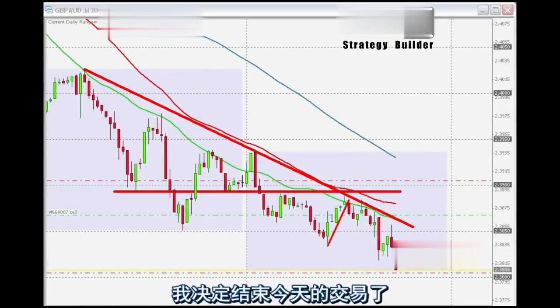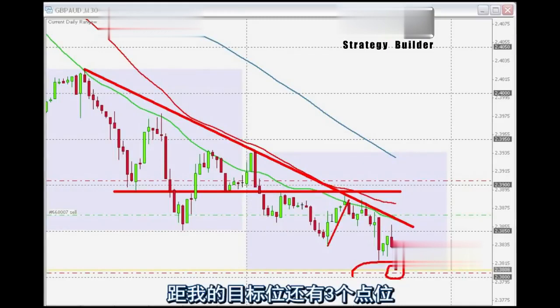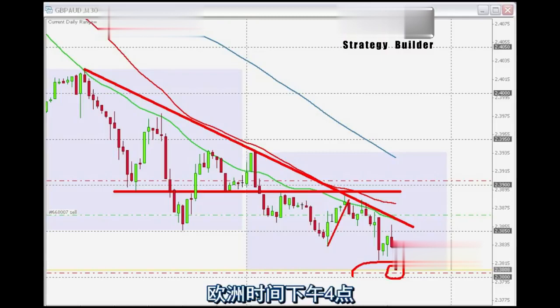Hi guys, it's been about 20 minutes since the last update. I'm gonna call it today. It's 3 pips away from my target, and it's a beautiful day outside. It's 4 p.m. Euro time, and I just want to go out.